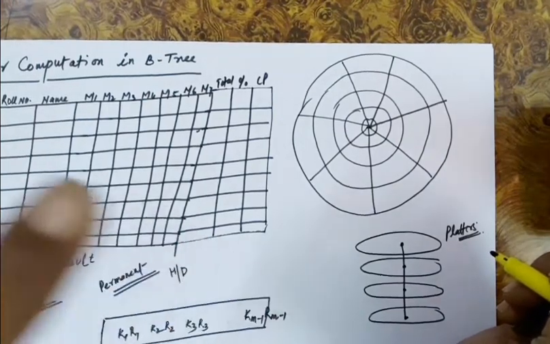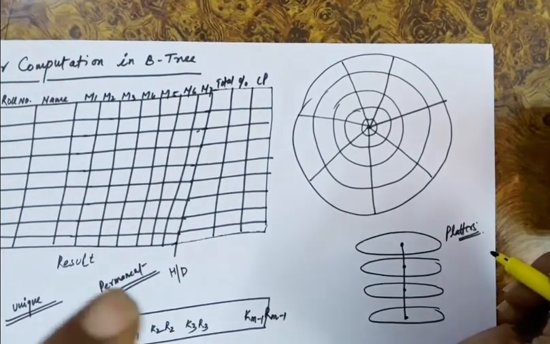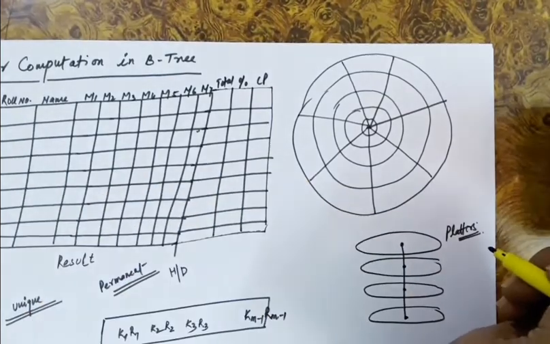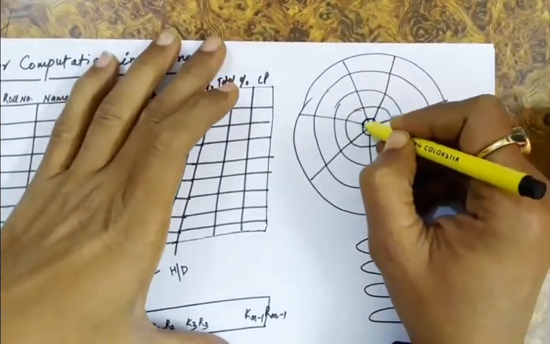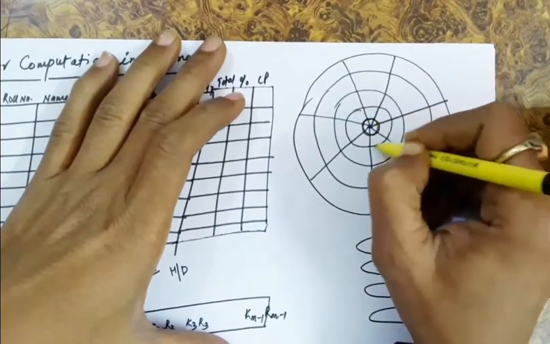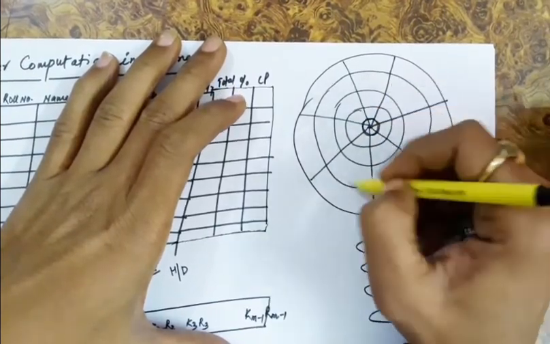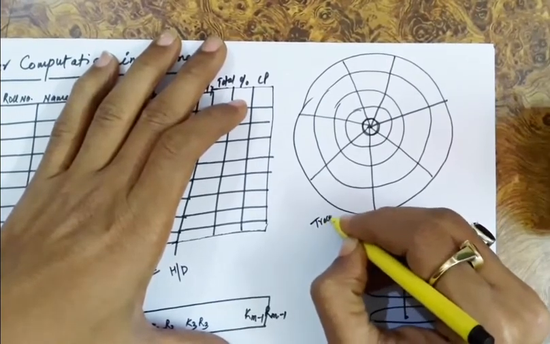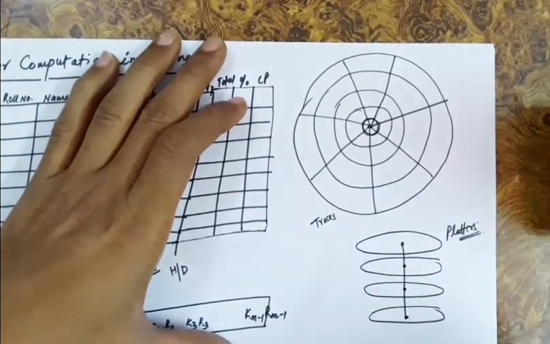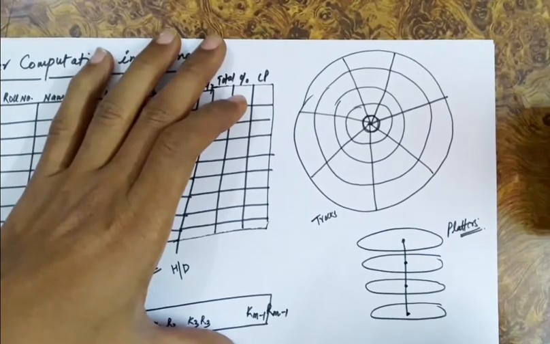When you do the formatting, this logical divisioning is done. In this logical divisioning, there are concentric circles: this one, and then this one, and this one. These concentric circles are called the tracks.